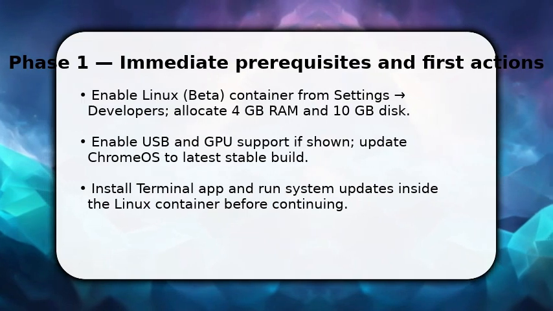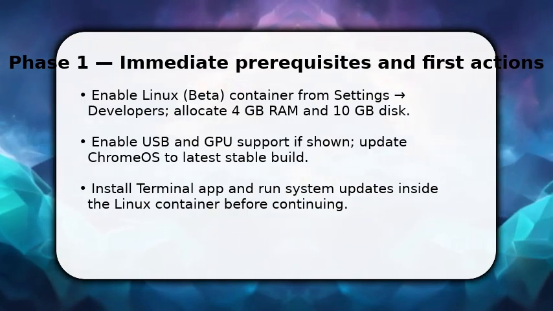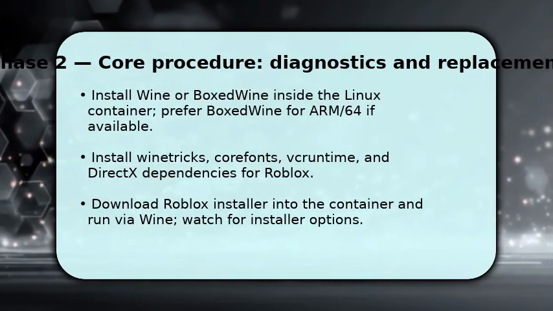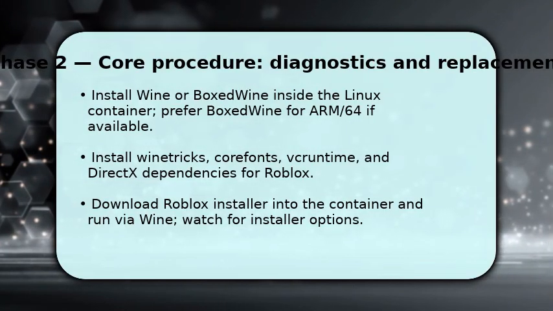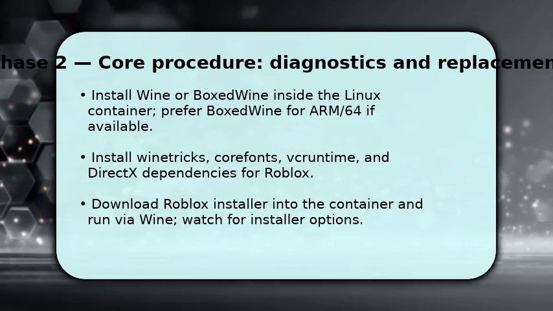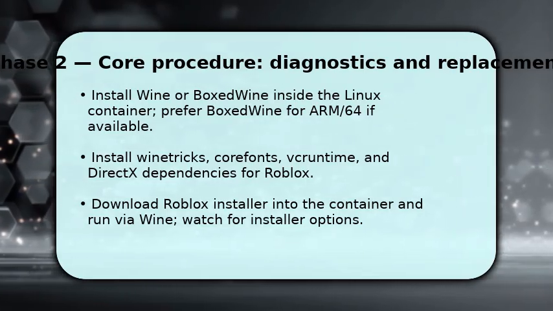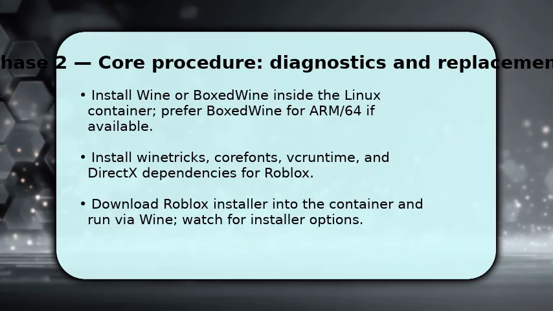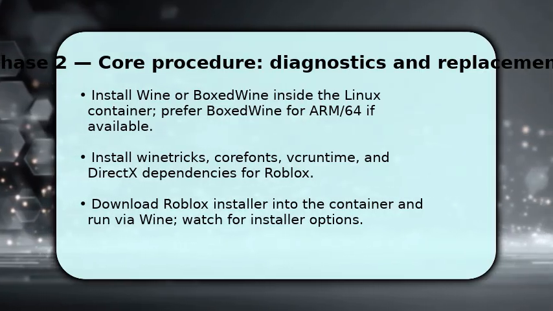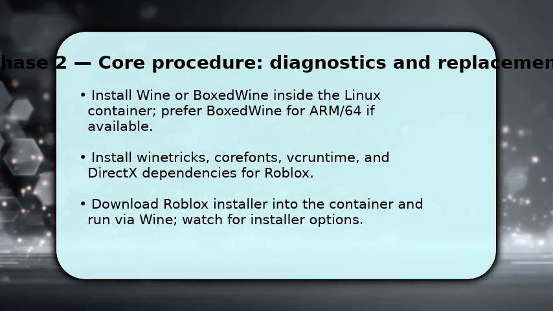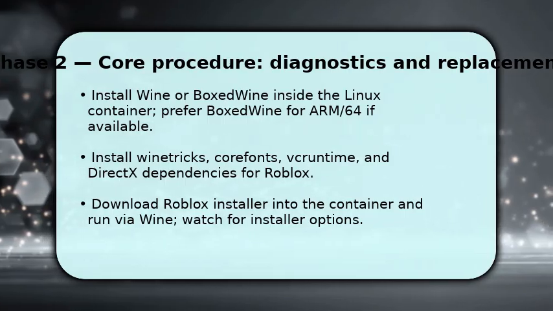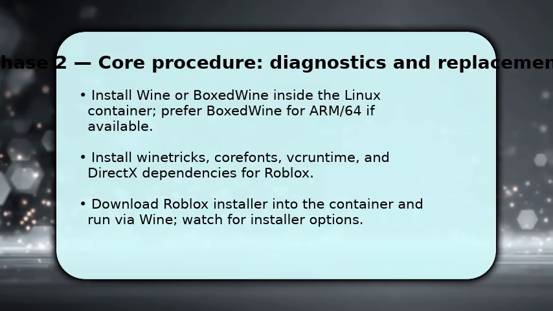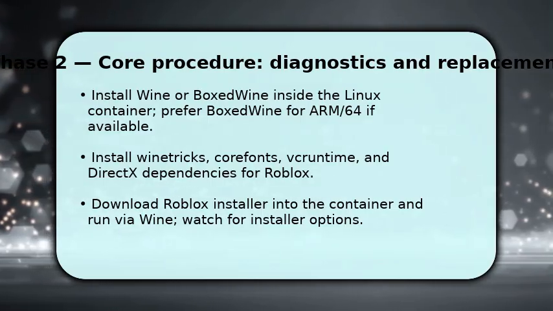Then move to installing the Windows compatibility layer inside Linux. Now install a Windows compatibility layer inside your Linux container so Roblox can run. You can use Wine or Boxed Wine. Boxed Wine often handles Windows installers better on ARM or 64-bit systems. Once the layer is set, install Winetricks and required components like Corefonts, vcruntime, and DirectX libraries. These are why Roblox launches without missing DLL errors.